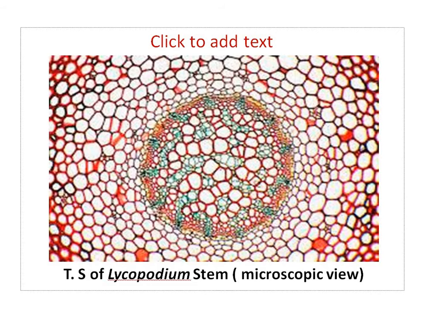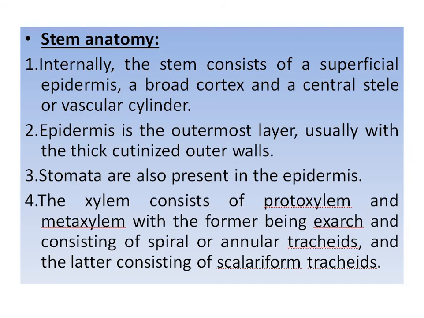In general, the stele is protostele, but it varies in different species as well as in different portions of the same plant. In Lycopodium serratum, we have seen actinostele, but in Lycopodium sarnam, mixed protostele is seen. The xylem consists of protoxylem and metaxylem, with the former being exarch and consisting of spiral or annular tracheids, and the latter consisting of scalariform tracheids.